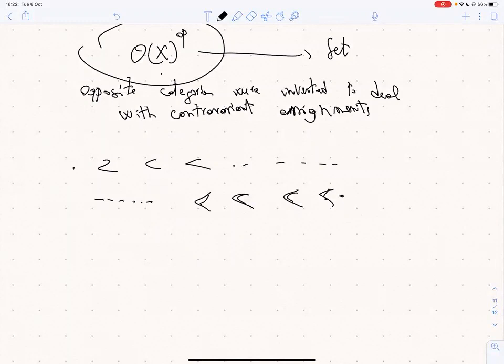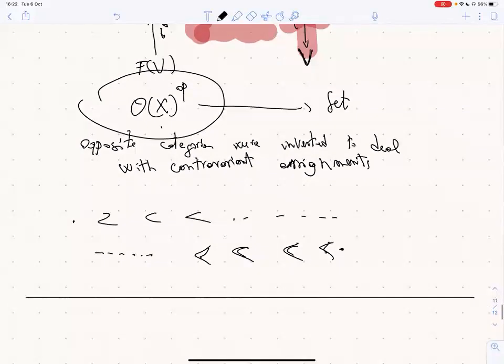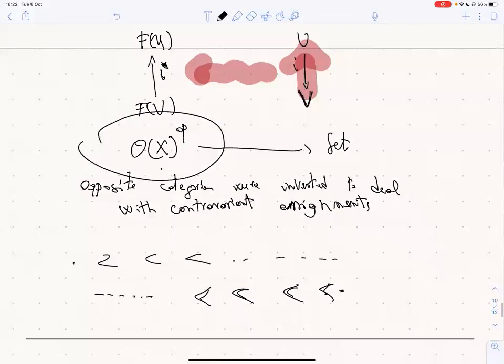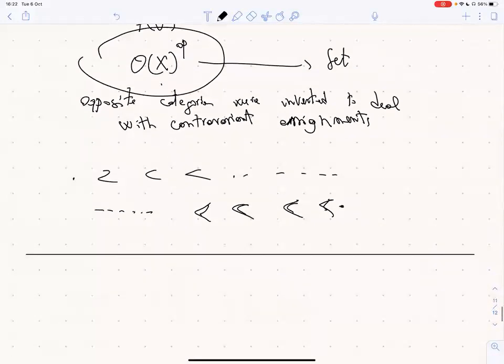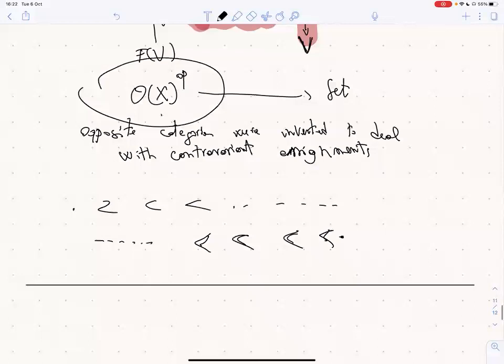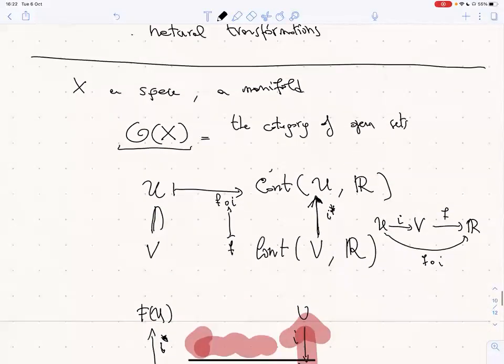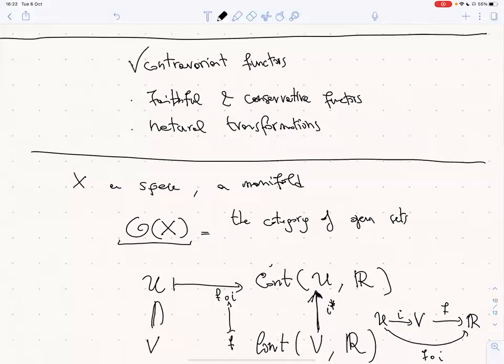So, contravariant functors are a new example of functor, and this one is called in the literature the sheaf of continuous functions, and it's a very important one. This is relevant in sheaf theory and algebraic geometry, for example. In fact, this is the basis of the theory. Now I would like to define, so what did I do? Yes, I defined contravariant functors. Now I would like to define faithful, conservative, and full functors.